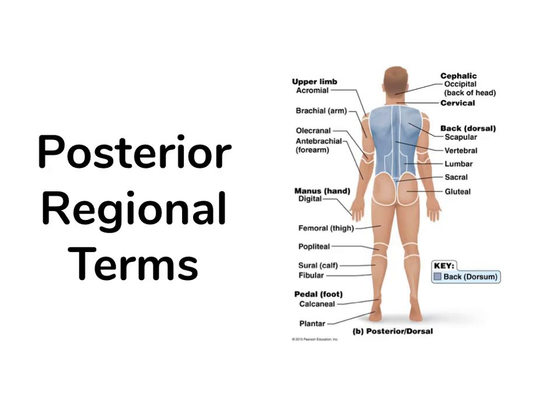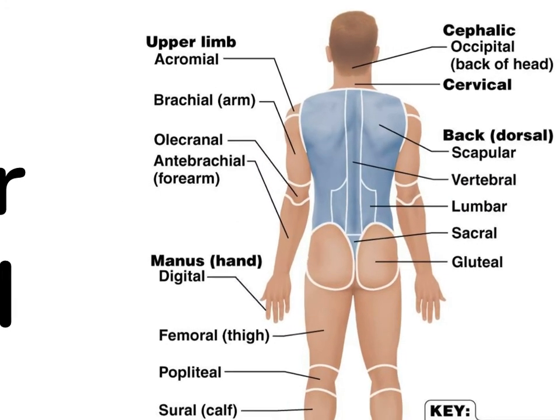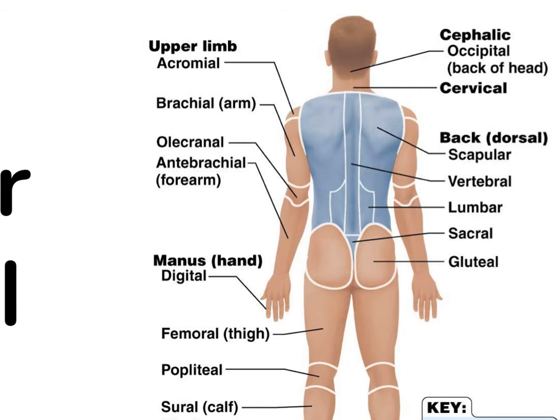All right, next let's look at the terms that are on the posterior side of the body. You'll notice that some of the same terms are visible both on the anterior and the posterior side of the body. So I'm going to skip some of these because we've had them on the other side, and I'm only going to go through the ones that we haven't yet talked about. Okay, so let's start on the upper limb. We already went through acromial, the point of the shoulder. Brachial is your upper arm. But then we have a new word here. Olecranial is your elbow.